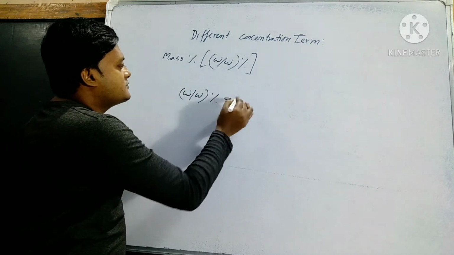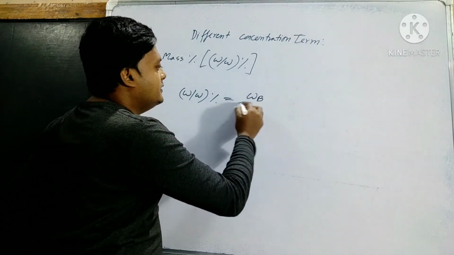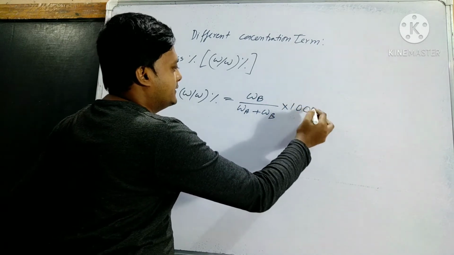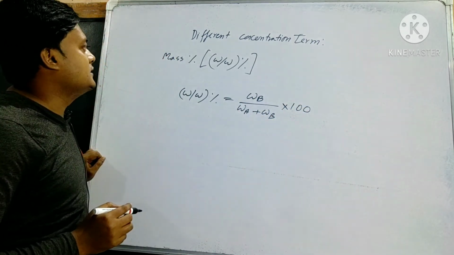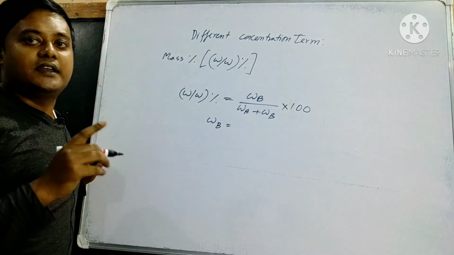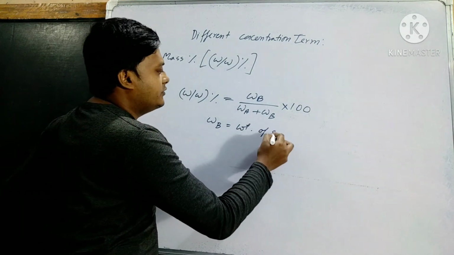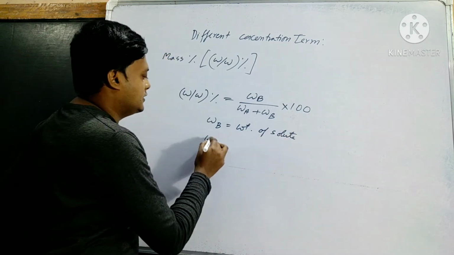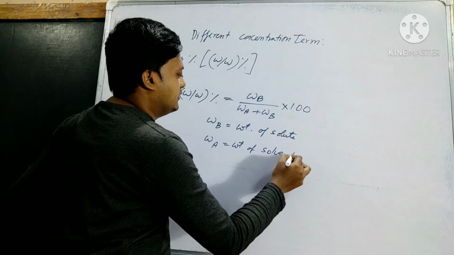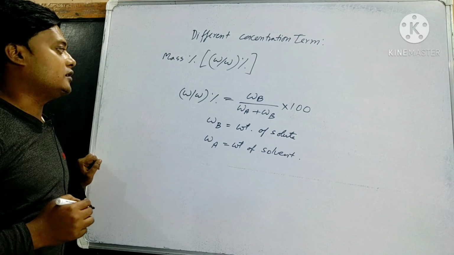Try to remember all these formulas because this part is important for competitive exams. See, WB by WA plus WB into 100. That is the expression for mass percentage. Now WB, always remember B stands for solute, A stands for solvent. So WB, weight of solute, WA, weight of solvent.